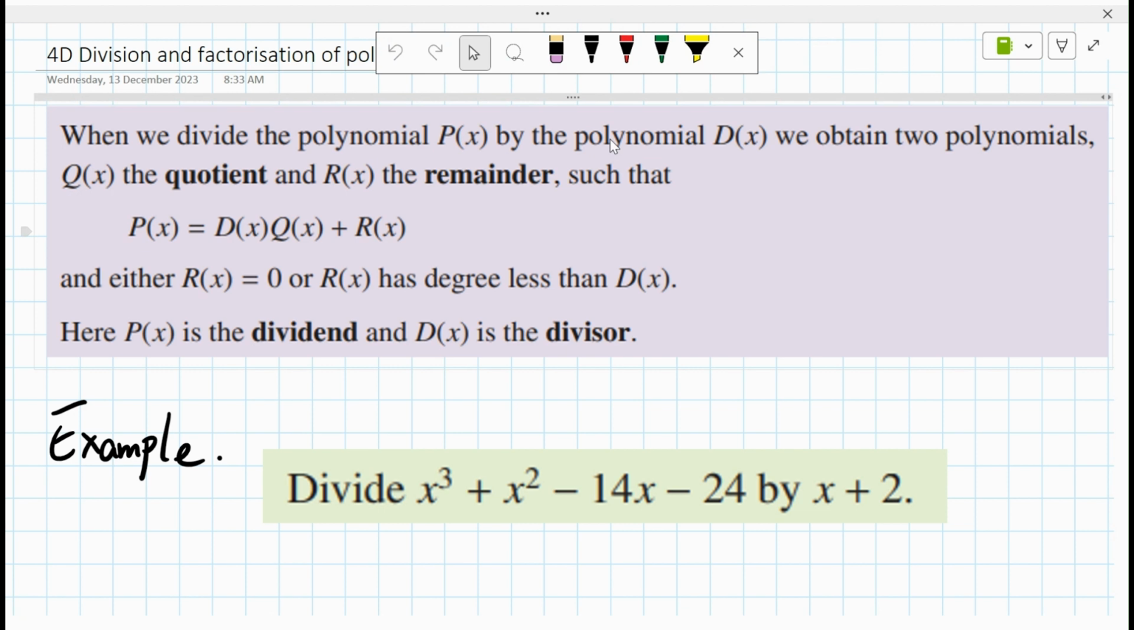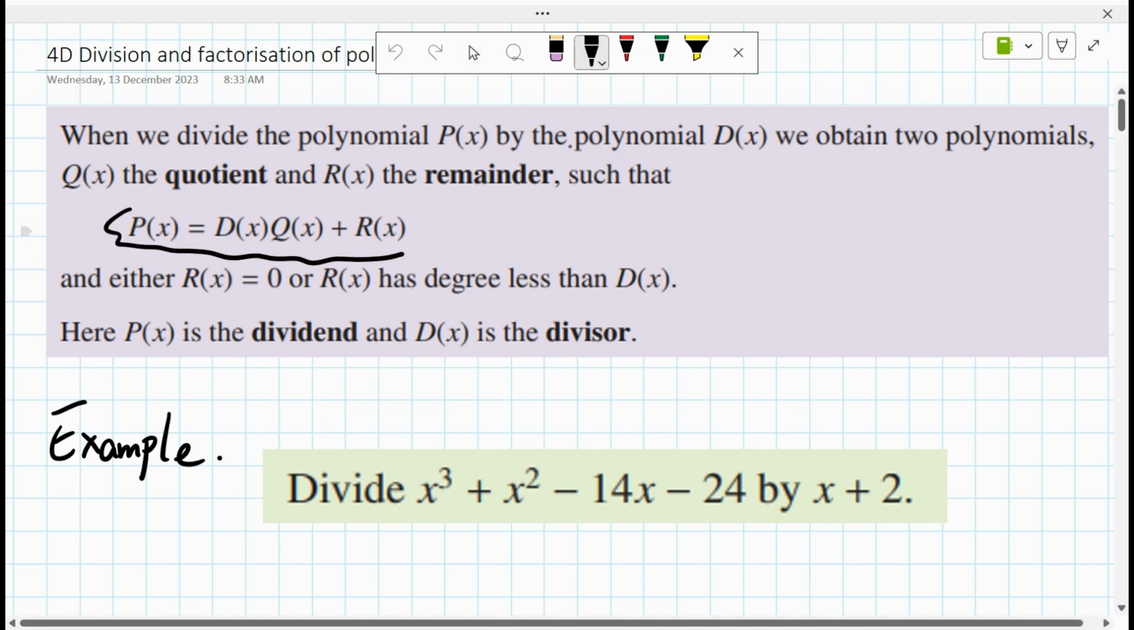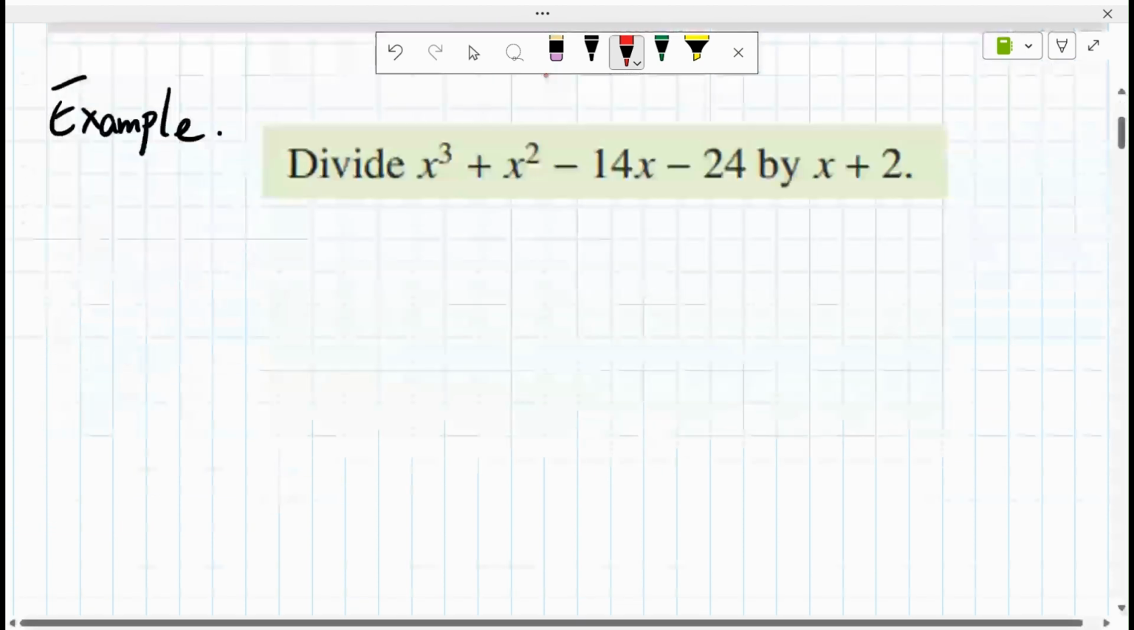So if you have a polynomial P(x) and a polynomial D(x), you could find the quotient and remainder to create your new polynomials like that. And also, if the polynomial is divided by D(x), you can find the divisor. So how that actually works, I will show you with some examples.